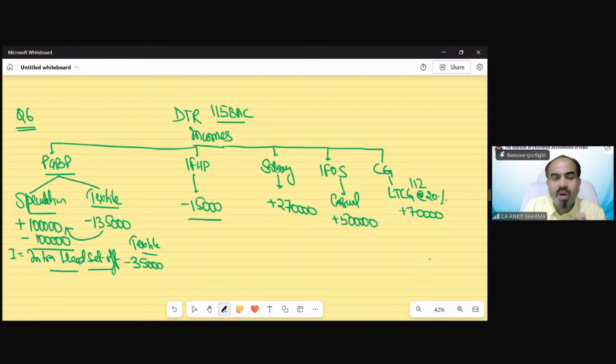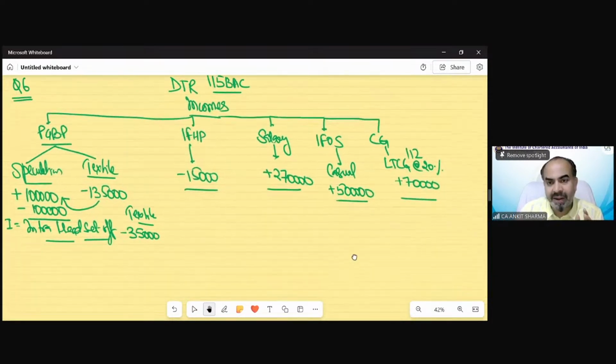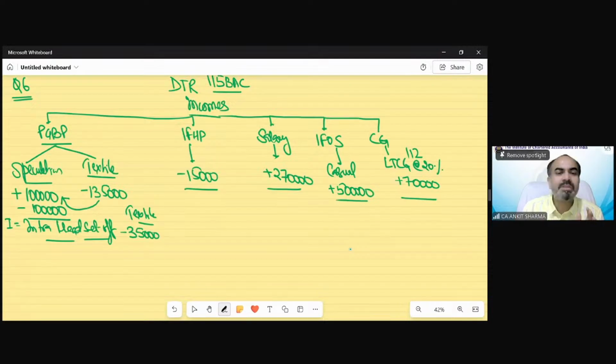There is no intra-head set-off under income from house property because there is no other property. Salary does not have any loss in this example. Income from other sources, casual income, and all others are positive income. So after doing intra-head, we are left with a loss of textile business of 35,000 and a loss from house property of 15,000.